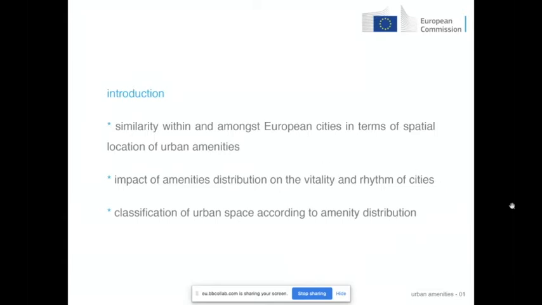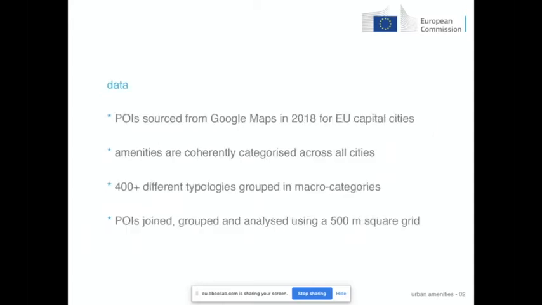location of urban amenities, the impact of amenities distribution on the vitality and the rhythm of cities, and also the attempt at clustering urban space according to amenity distribution. So the data that we are using are POI sourced from Google Maps in 2018 from the European capital cities. All the amenities are actually coherently categorized across the cities, but we divided the 40-plus different typologies in macro categories for purpose of analysis and evaluation of results.